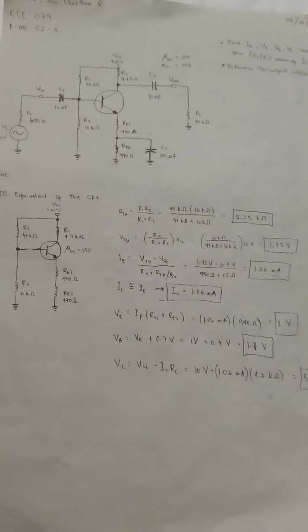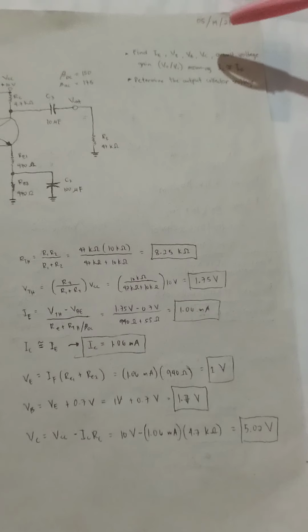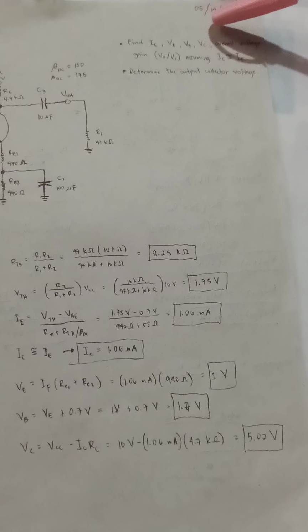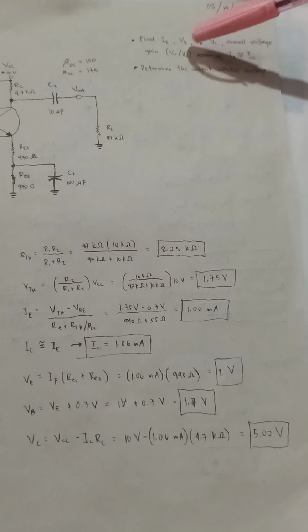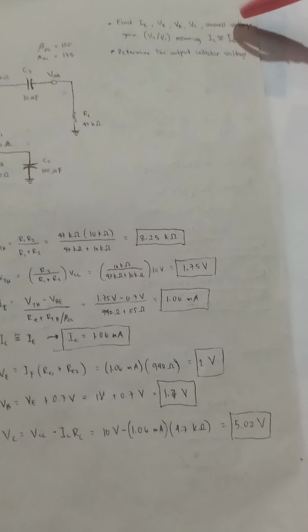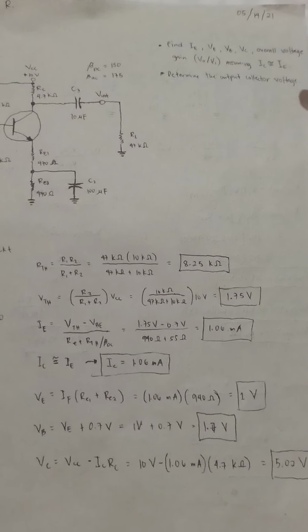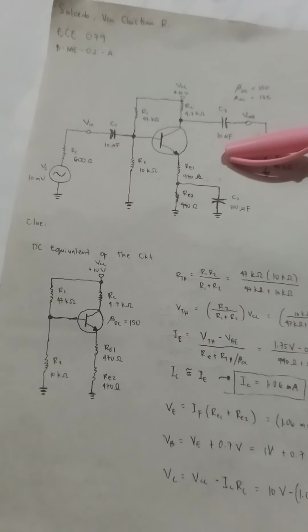Good morning, guys. For today, we are tasked to find the IE, VE, VB, VC, and overall voltage gain, which is VO over VI, assuming that IC is equal to IE, and determine the output collector voltage of this circuit.